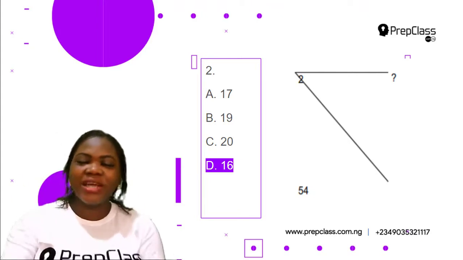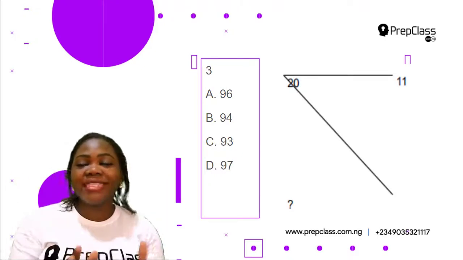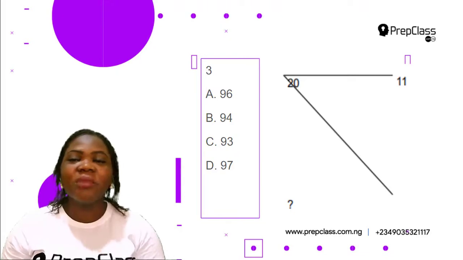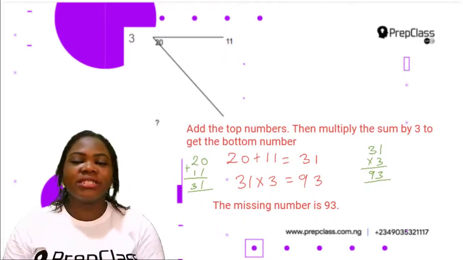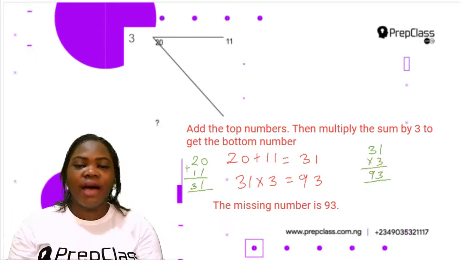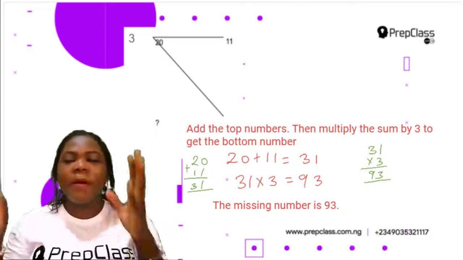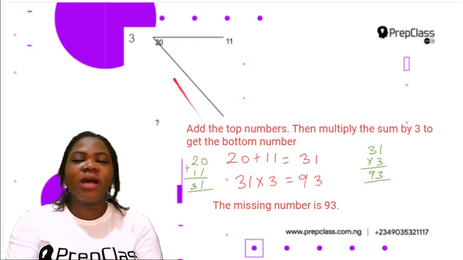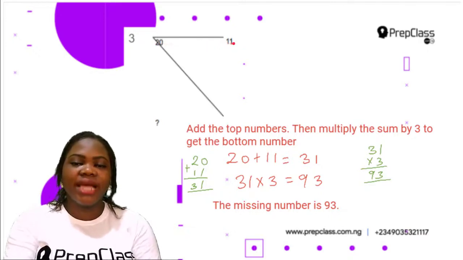Check. Question 3. So we are given the two top numbers here, 20 and 11. Then the bottom number is missing. So from the sample, we're able to deduce that to get the bottom number, you add the top numbers, then you multiply the sum by 3. Okay. So now the top numbers are 20 and 11. So let's find the sum of 20 and 11.